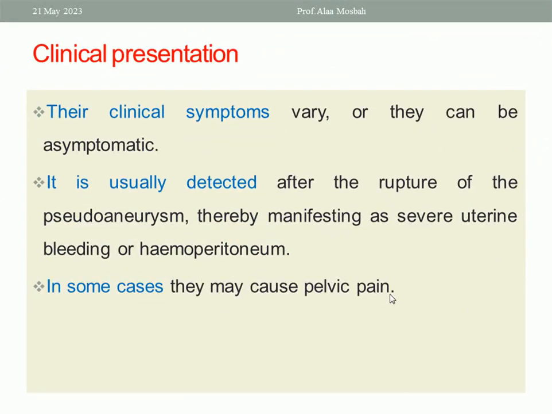The clinical presentation of such a condition varies. It may be asymptomatic because this aneurysm is not ruptured, or maybe mild symptoms like pelvic pain, but still non-ruptured, but may manifest with life-threatening horrible uterine bleeding or hemoperitoneum if this pseudoaneurysm ruptures.